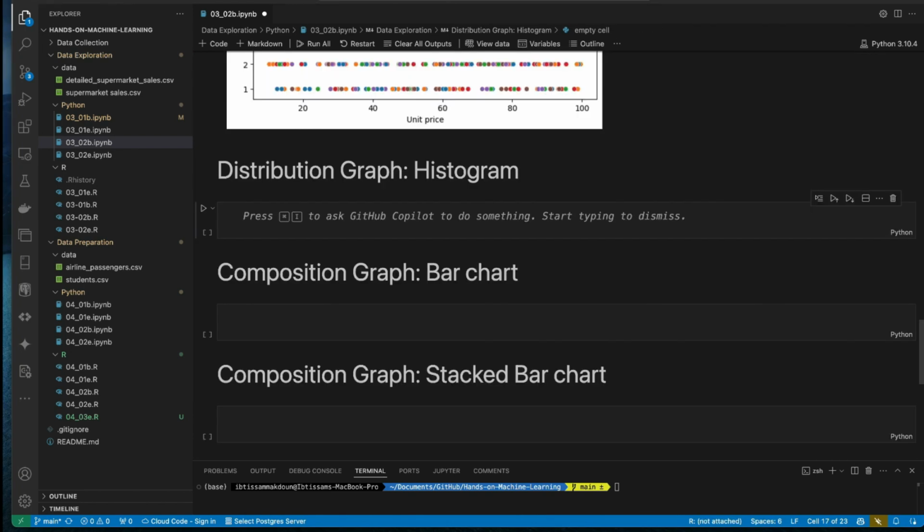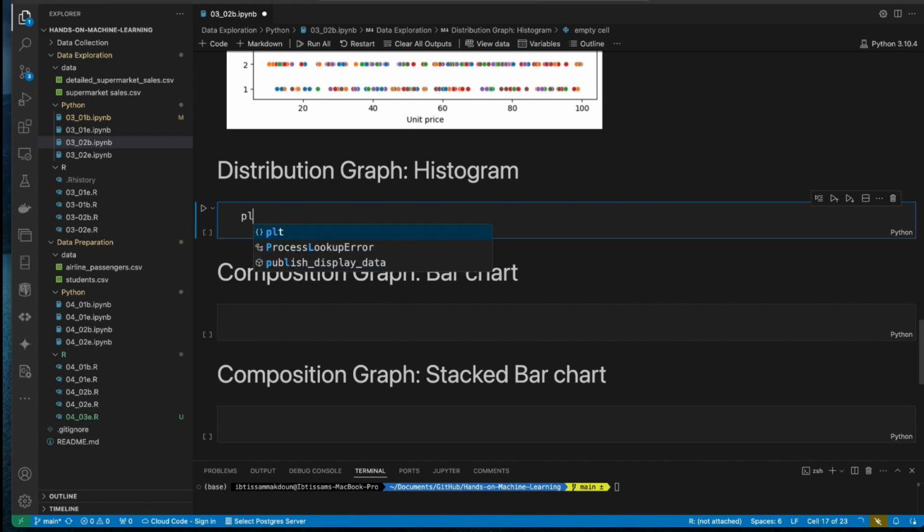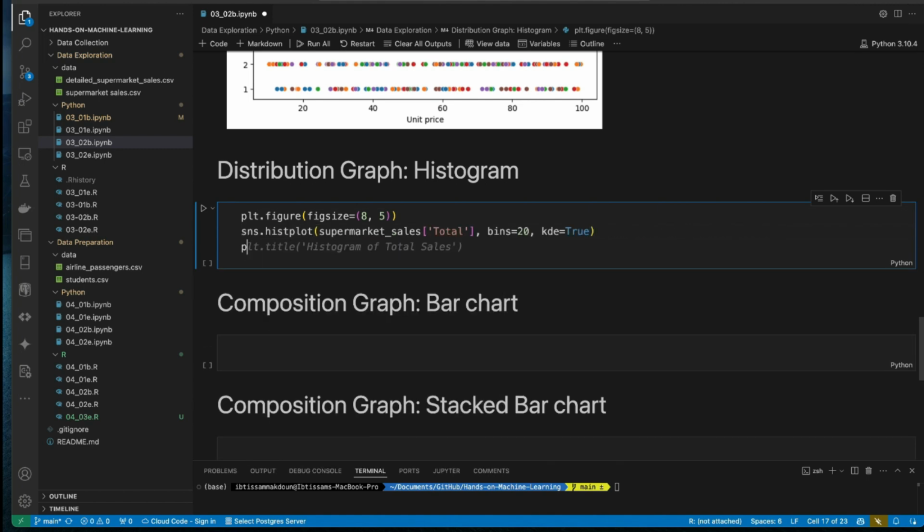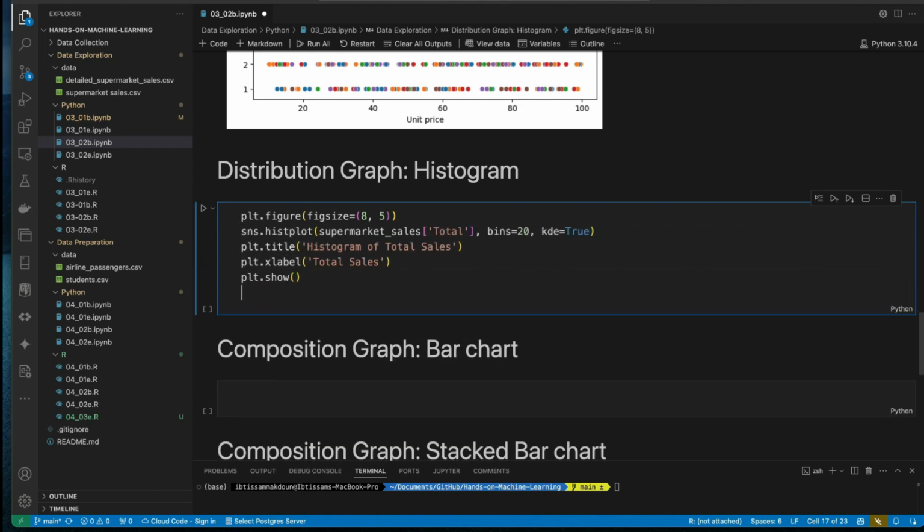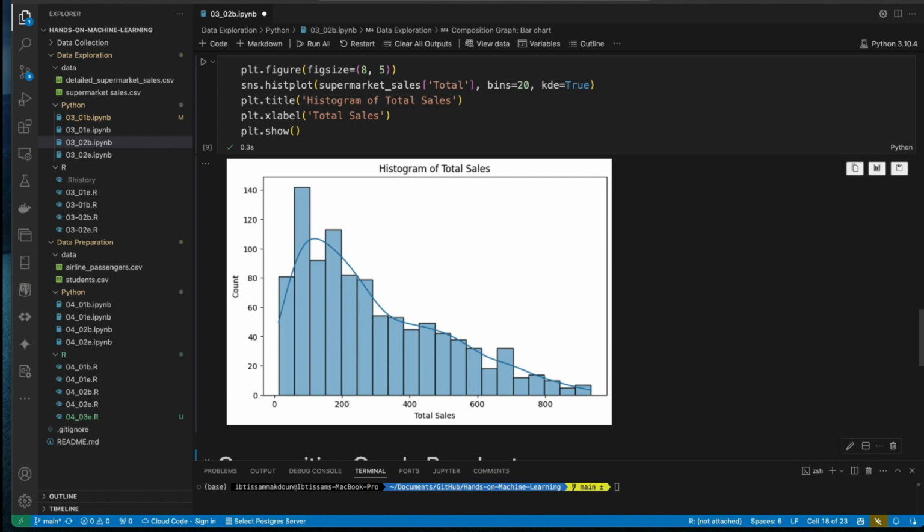Let's move on to distribution graphs. A histogram is an excellent way to see how data is distributed across different ranges. Here, we'll plot a histogram of total sales to understand how sales are spread out. The histogram shows us the distribution of total sales amounts with the option to overlay a KDE, kernel density estimate, for a smooth distribution curve. This helps us see where most of the sales amounts are concentrated.